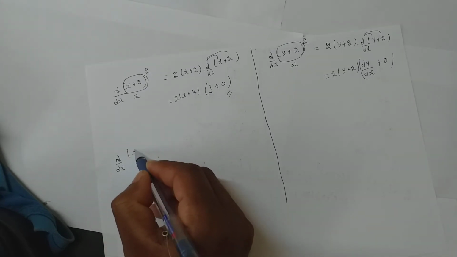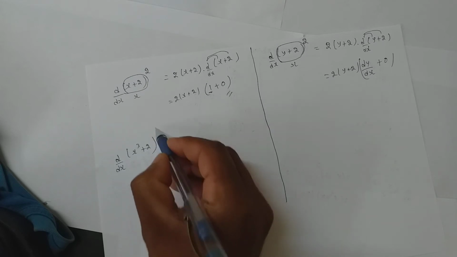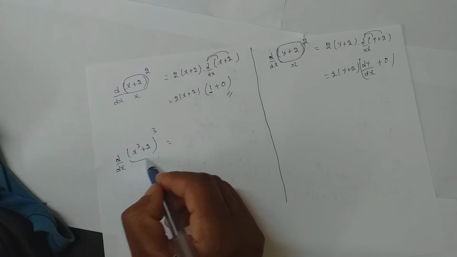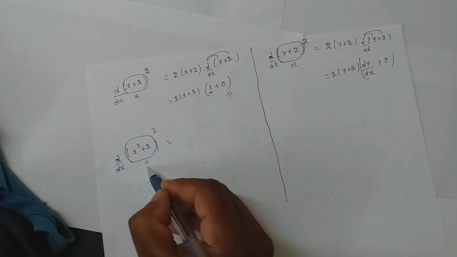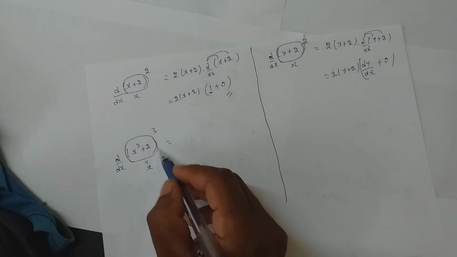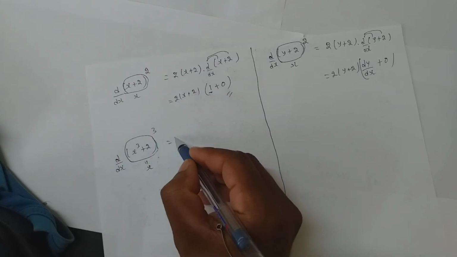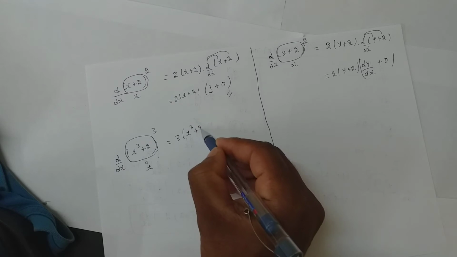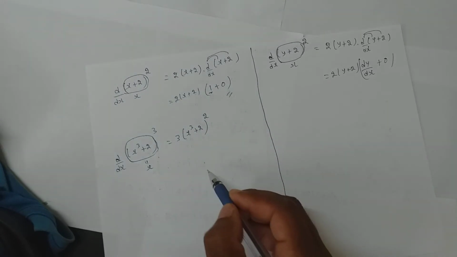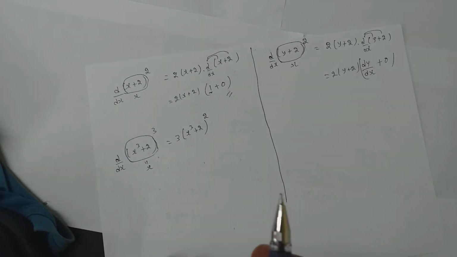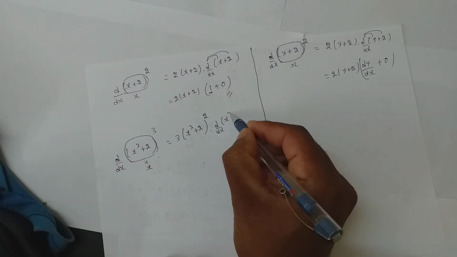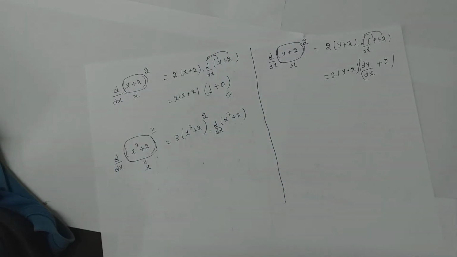Had it been x cube plus 2 whole power 3. Again, you will assume this entire thing to be x. So now it is of the form x cube. Differentiation of x cube is 3x square. So 3 into x cube plus 2 whole square. In place of x, whatever you have assumed, that differentiation should be kept at last. Clear till there? Till here no change.